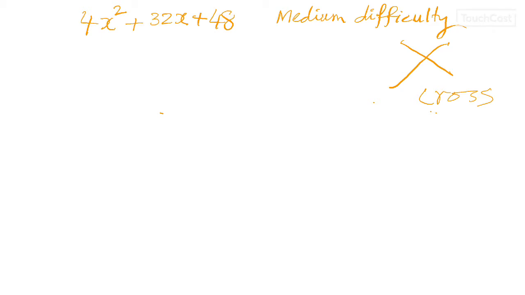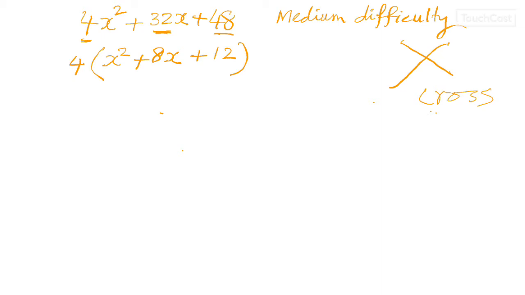Well, over here there is a common factor. If you carefully look at it, the common factor is, see, 4 goes into 32 8 times, and 4 goes into 48 12 times. So 4 is a common factor, and the remaining factor is still a quadratic, x squared plus 8x plus 12.